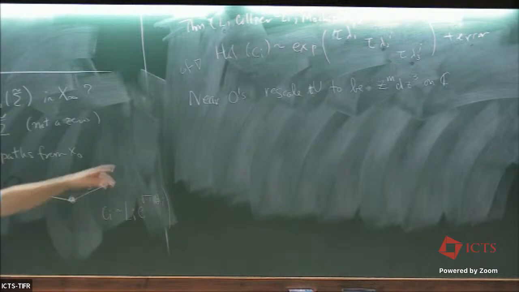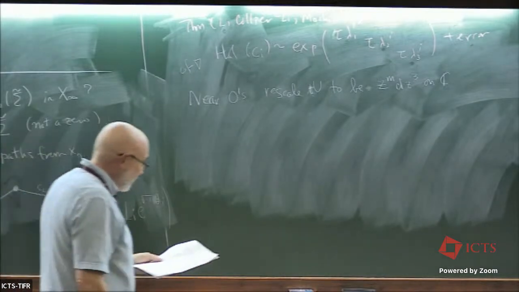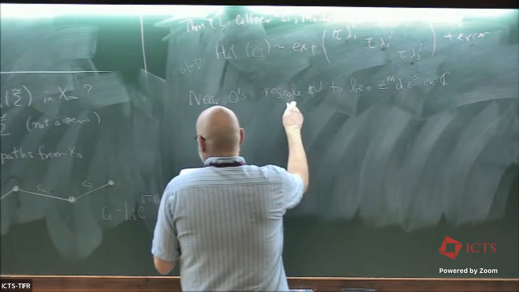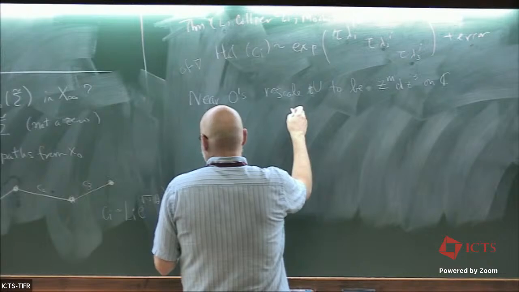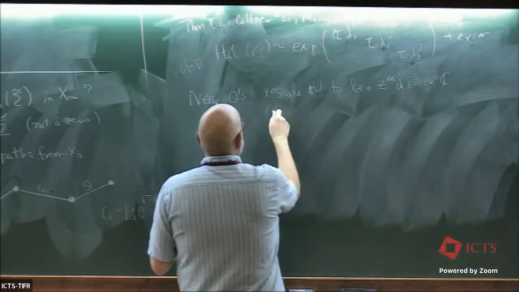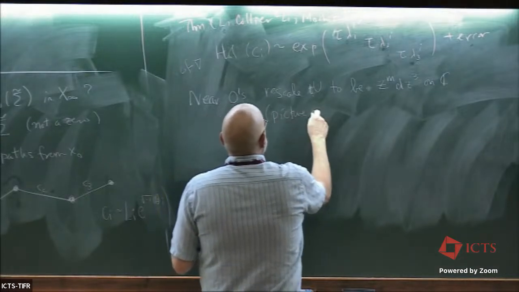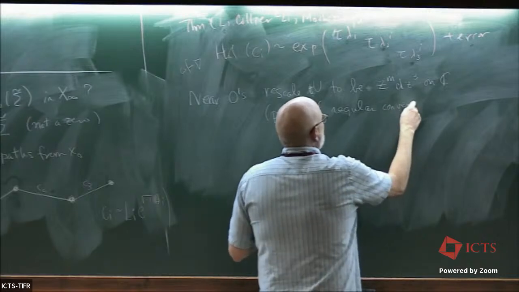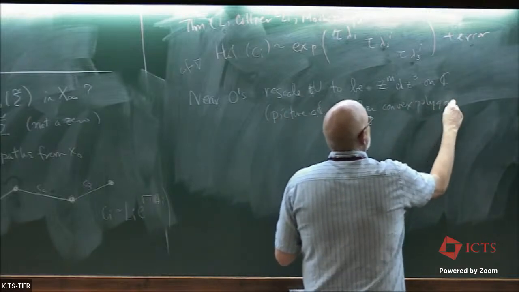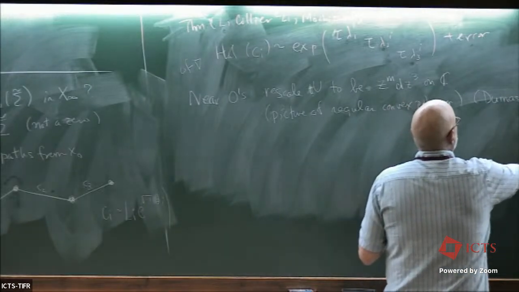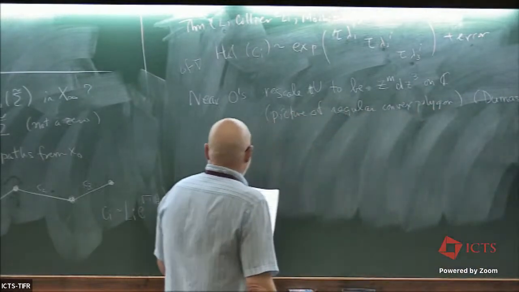So there's a rescaling of this, which is not quite the same as tau. It's some other power. I think it's t to the 1 over m plus 3 or something like that, but it still works. And we're going to get a picture of a regular convex polygon. So this is due to Dumas and Wolf. Okay?